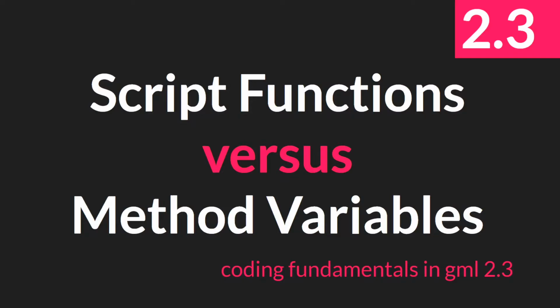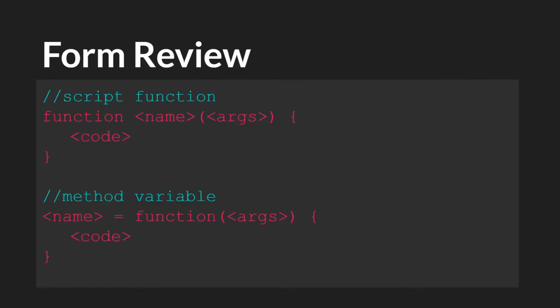In this tutorial, we'll be talking about script functions versus method variables. Let's start with a review of what both of these things look like. Script functions follow the form function, then the name, then any arguments that you would want to include, and then the code of that function.